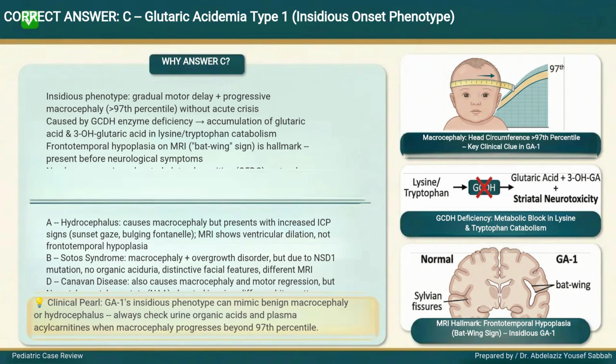Hydrocephalus presents with increased intracranial pressure signs. Sotos syndrome involves overgrowth without organic aciduria. Canavan disease shows elevated N-acetyl-aspartyl-aspartate in urine with diffuse white matter involvement.